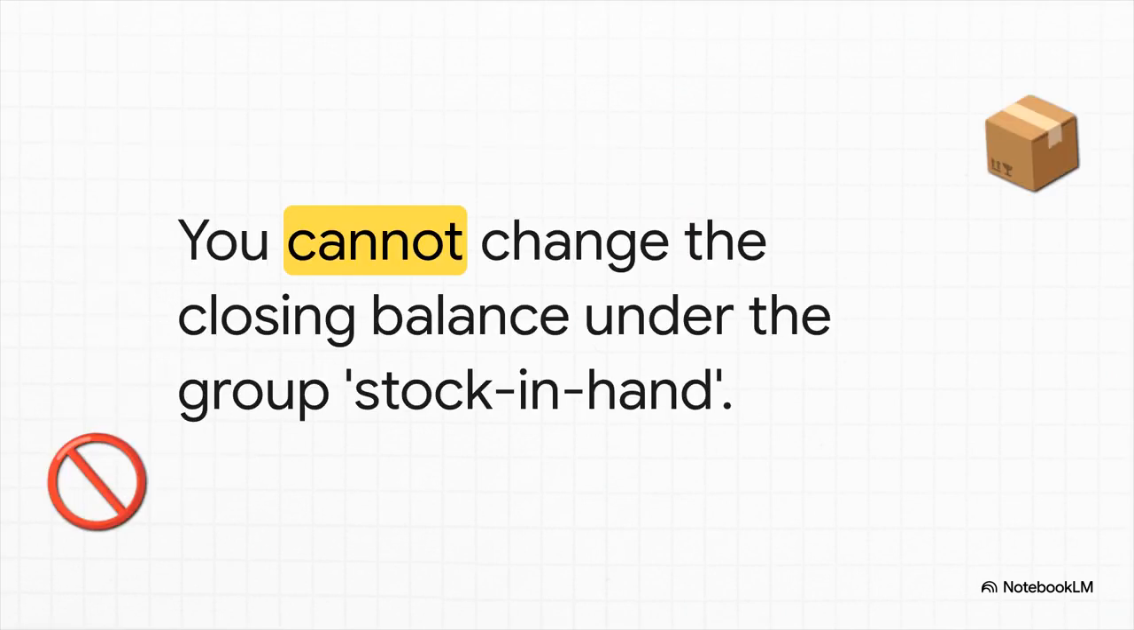Now, here's a really important rule to remember. If a ledger is part of your stock in hand, TallyPrime will not let you manually change the closing balance. And there's a good reason for this. That balance is automatically calculated from all your sales and purchase vouchers. So Tally locks it down to make sure your inventory records stay perfectly accurate. It's a built-in safety feature, really.